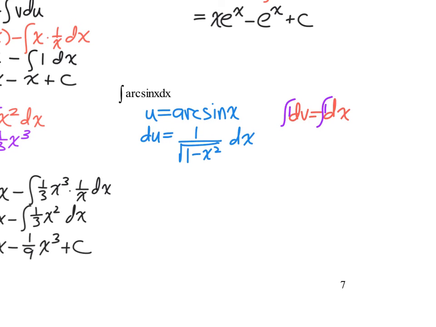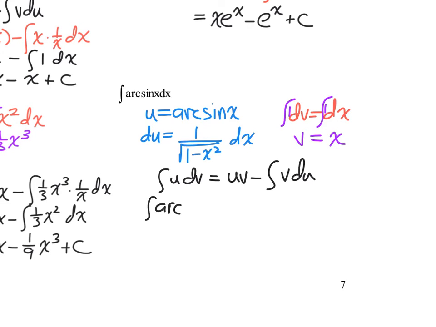All right, in the case of dv equals dx, again, it's the antiderivative of 1 dv equals the antiderivative of 1 dx, so v equals x. All right, so our rule: the integral of u dv is equal to uv minus the integral of v du. So in this case, the integral of arc sine of x dx is equal to uv, so x arc sine x.